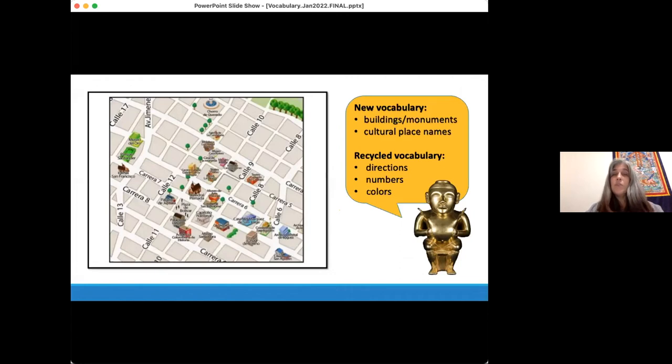They're going to learn new vocabulary about particular buildings in this part of the city and some cultural place names. Again, the recycled vocabulary that we are targeting here are directions. So go left, go right, go straight. Again, numbers, given the fact that these street names are numbered, or some of them are. And colors. Actually, the colors refers back to the Transmilenio map, as any good public transport system does. It is color coded, and so they get to recycle those words as well.